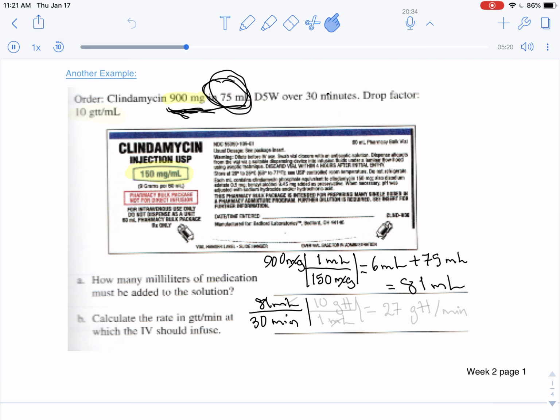And our drop factor is 10 drops in 1 milliliter, since our problem states that that's what our drop factor is. So then once we do this, the milliliters will cancel out and we're left with drops per minute. And once we do the math, we have 27 drops per minute total.